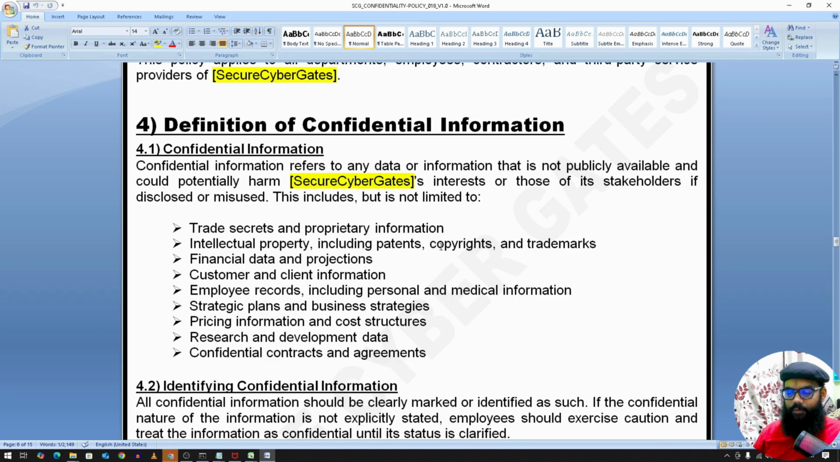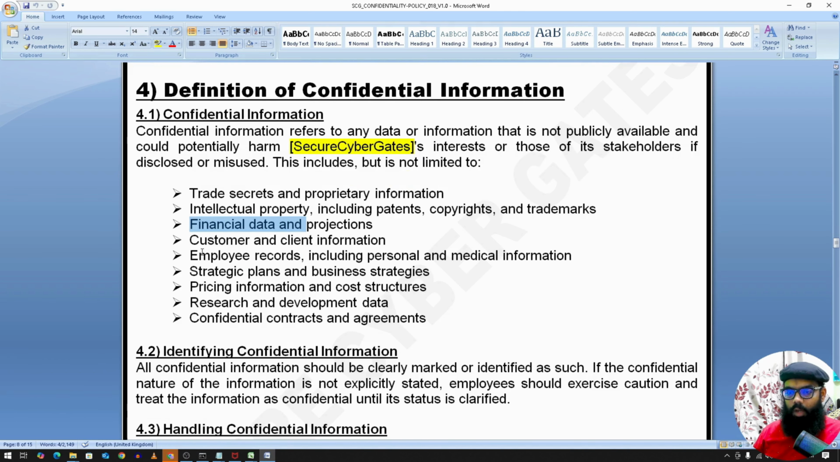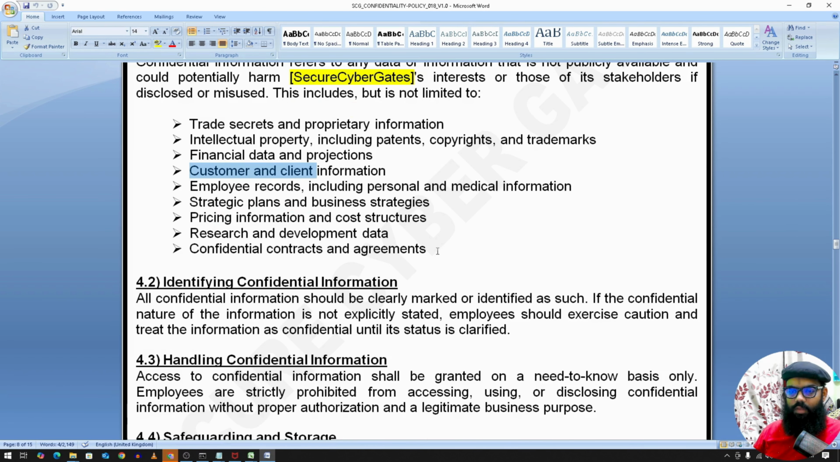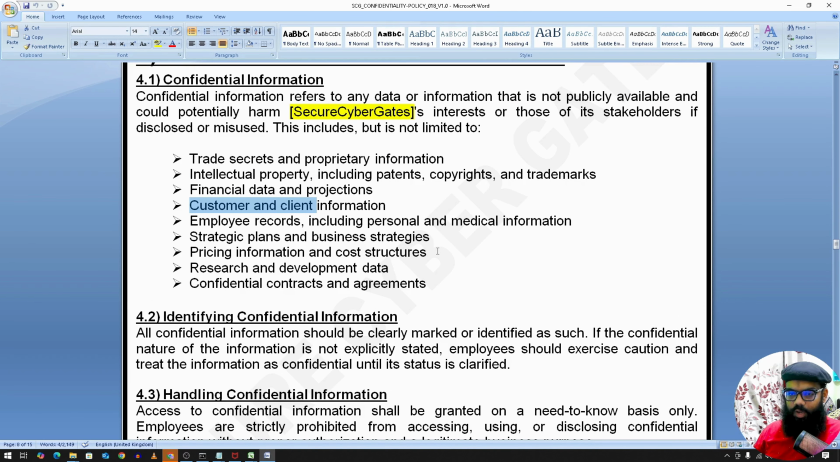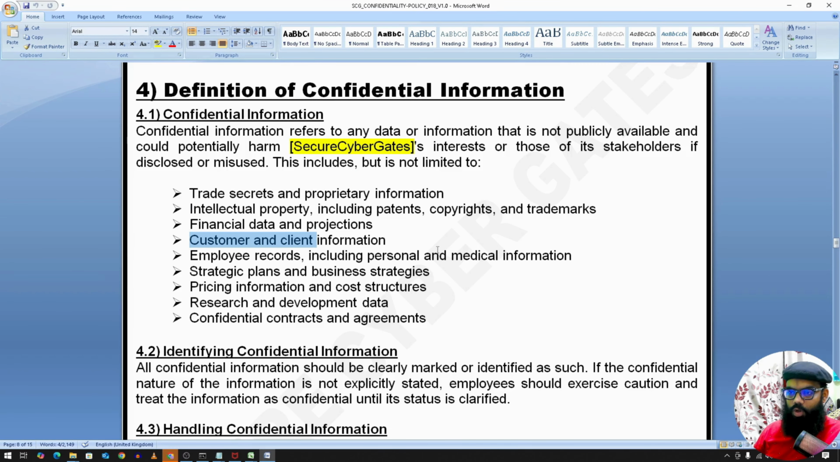Confidential information. So here we have a definition of what is actually confidential information. It could be trade secrets, intellectual property, company financial data, customer and client information, employee records, including employee contact number, medical information, or employee address. So these are termed as confidential information. Employees should not share them with any other company or any other individual.